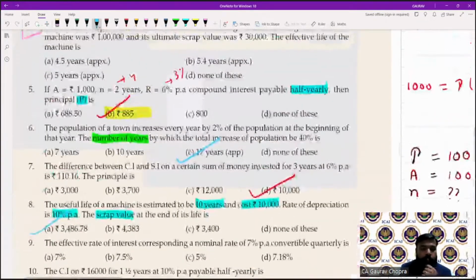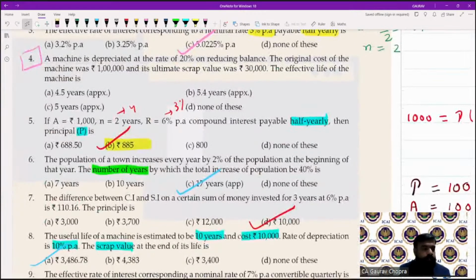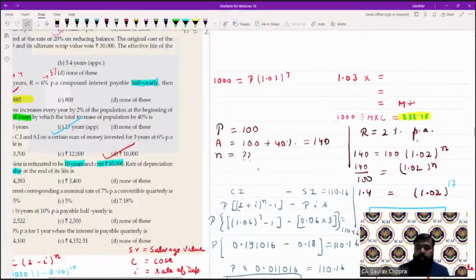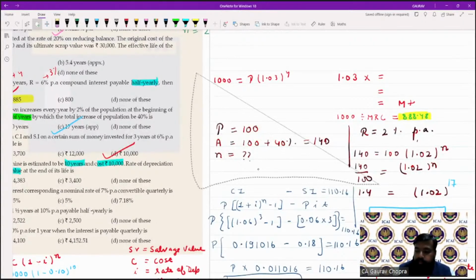Now you can try the fourth one. In question number 4, it says a machine depreciated at the rate of 20% on reducing balance. Okay, this is a normal method. The original cost of the machine was rupees 1 lakh and its ultimate scrap value is 30,000. Find the effective life of the machine. This time we have to calculate the life, that is the time period of the asset. So apply the same formula and try. Till then I'm making the space. Let's make some space here.